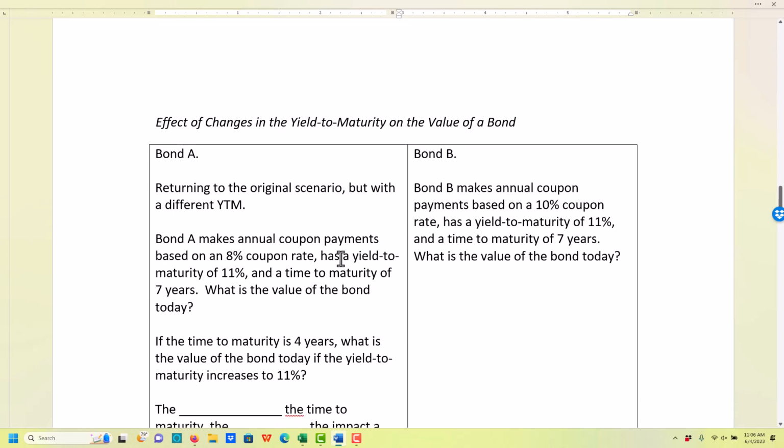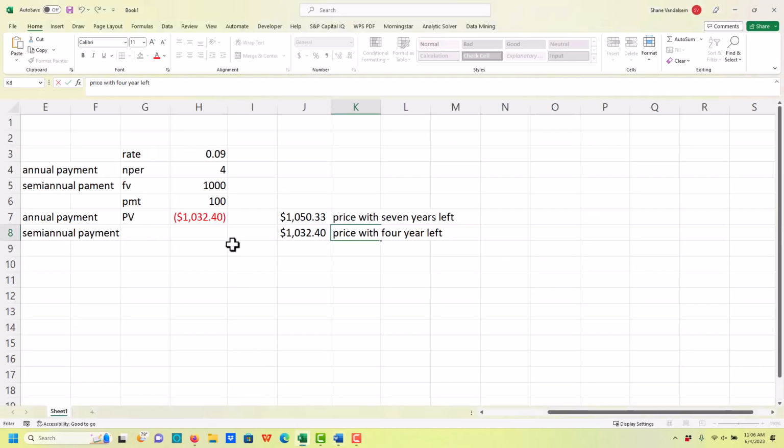What has changed here is we've gone from a 9% yield to maturity to an 11% yield to maturity. So let's go back to the spreadsheet here. Again, I'm looking at bond A. My rate was originally 9%, my number of periods was originally 7, and my coupon was 8%.